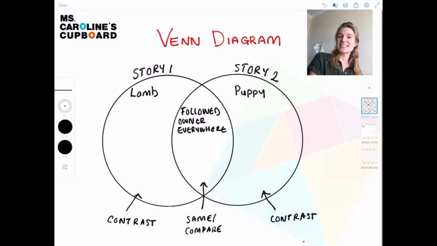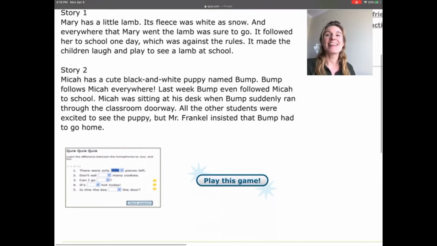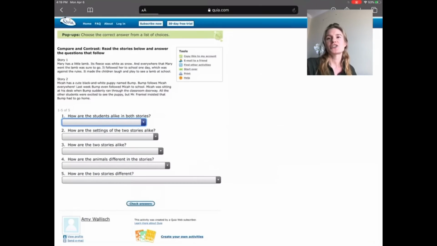So I'd like you to continue using this text and fill up that Venn diagram for me using the whole text. Anything else that's the same or different, okay? Once that is done, you can take a picture of it and send it to us. And then you have questions to do.